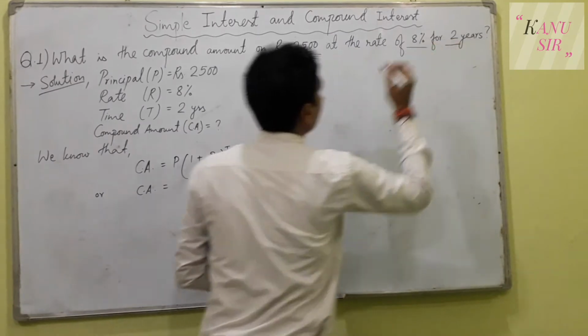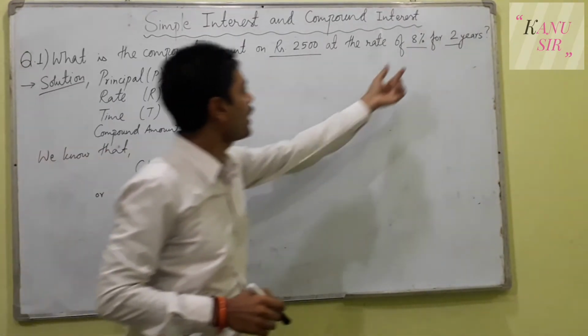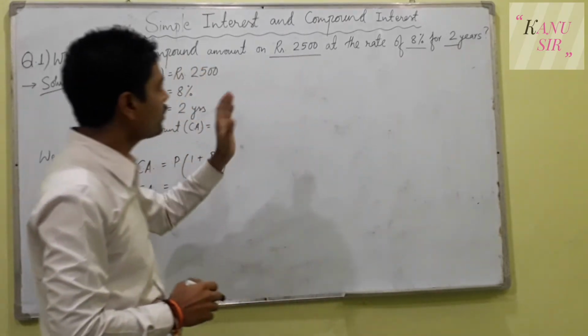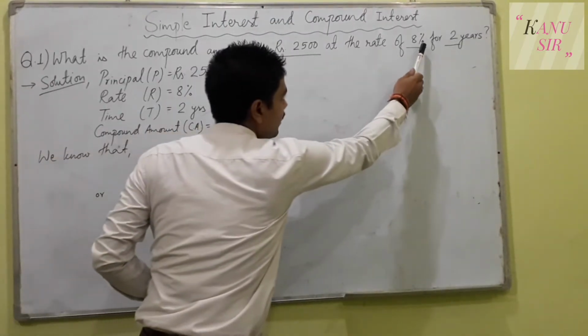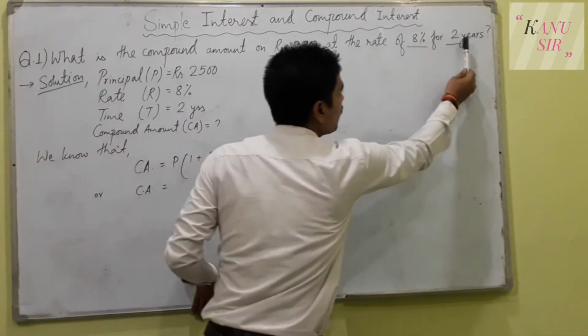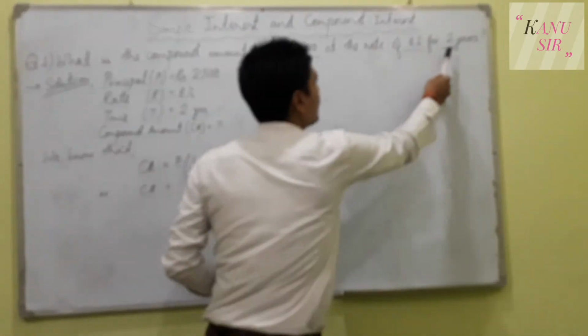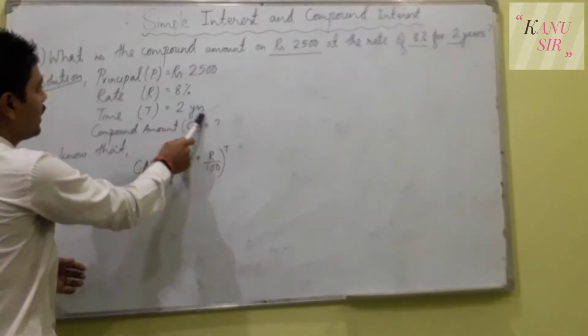There are three numbers given here: rupees 2,500, 8%, and 2 years. We must understand that the percentage sign gives the meaning of rate. So it is 8%. And when a time duration is given, 2 years or 2 months, that is for time. So you will write here 2 years.